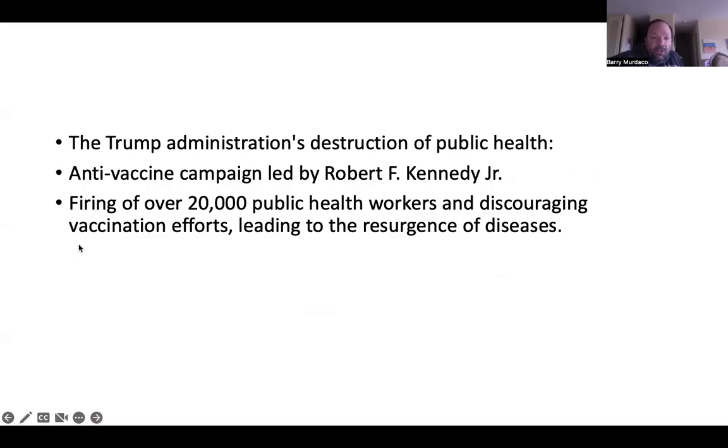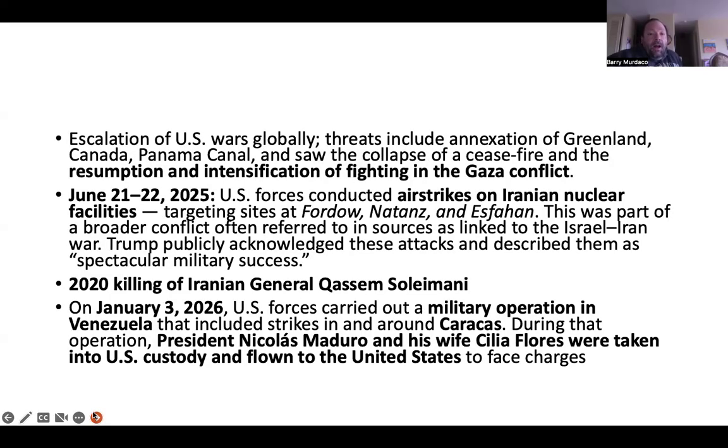Under Robert F. Kennedy Jr., the Secretary of Health and Human Services, the Trump administration has led a campaign to essentially destroy public health, as many people would call it. Again, these are all interpretations of events, but they are fairly widely shared. Firing of over 20,000 public health workers and discouraging vaccination efforts led to the resurgence of diseases like measles, for example. Escalation of U.S. wars globally.